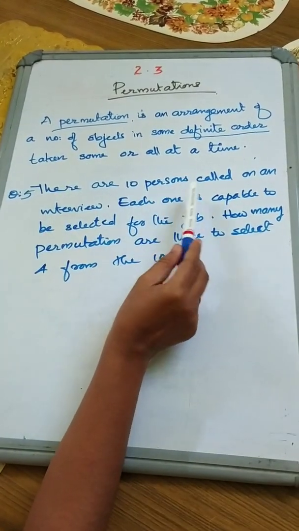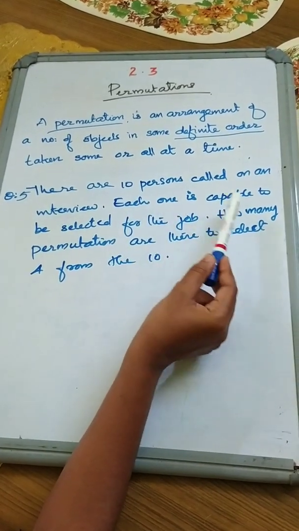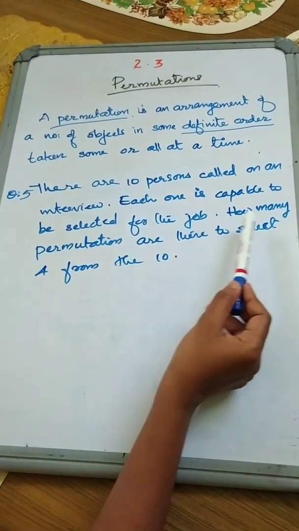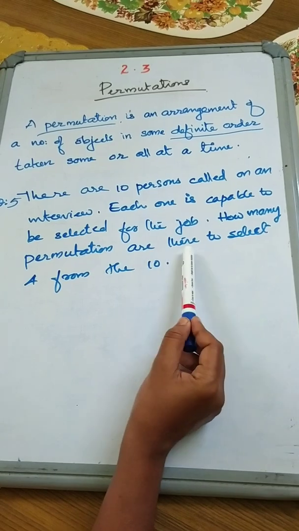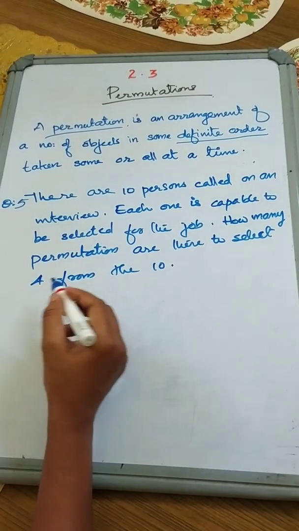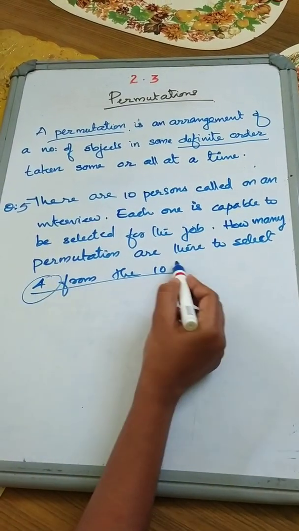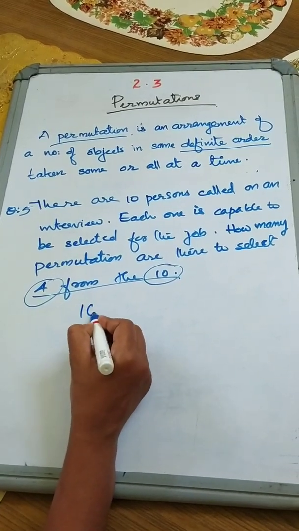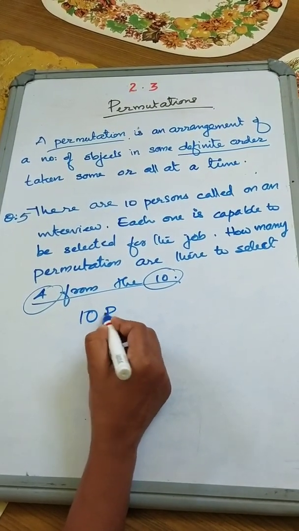There are 10 persons called for an interview. Each one is capable of being selected for the job. How many permutations are there to select 4 from the 10? We have to select 4 from the 10. So it is so simple. We have 10 choices, out of which we need only 4.